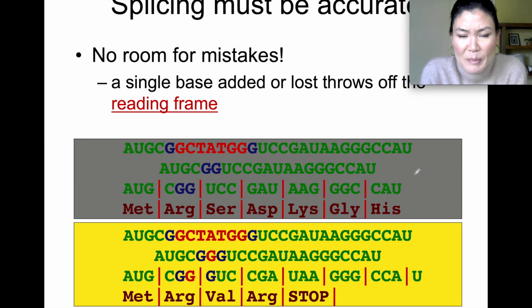So splicing must be accurate. There cannot be any room for mistakes, because we're going to be talking about translation in a few minutes. Translation is where the ribosome is going to be reading the mRNA in a reading frame. Okay, reading frame. And the reading frame is 3 nucleotides of the mRNA called codons.